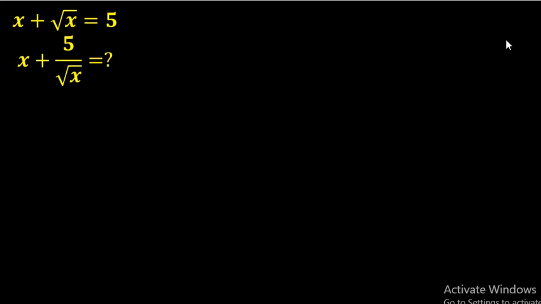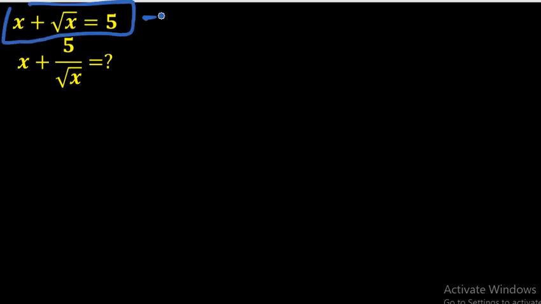Hello there. In this video, we will be evaluating radical expressions based on another given radical expression. What's given here? x plus square root of x is equal to 5. The upper part is the first one given to us, and then we are going to calculate or evaluate x plus 5 over square root of x.